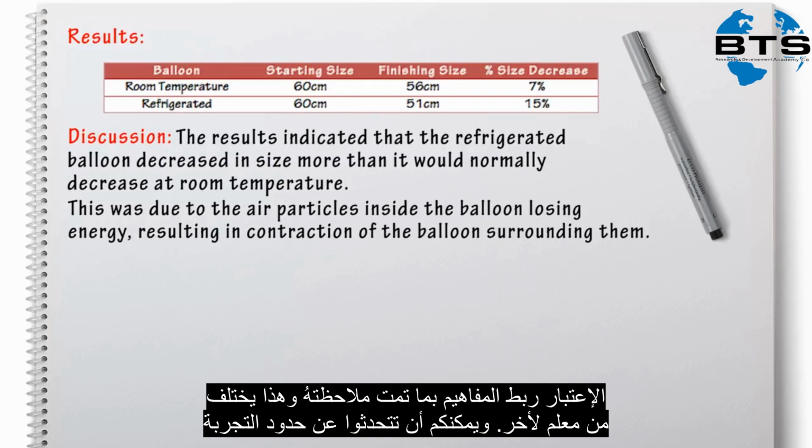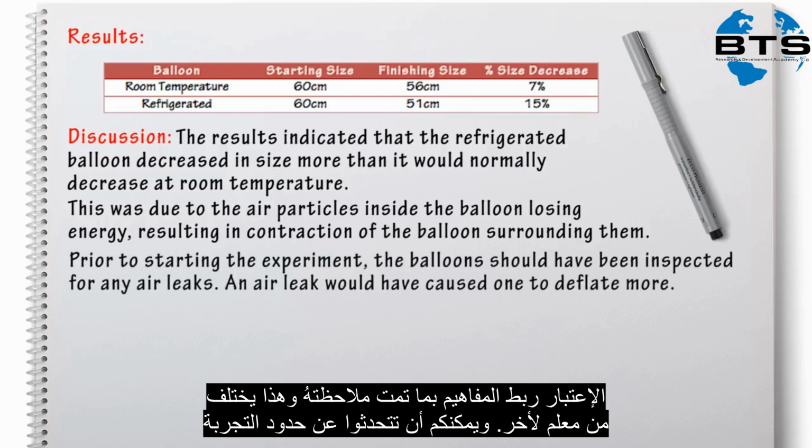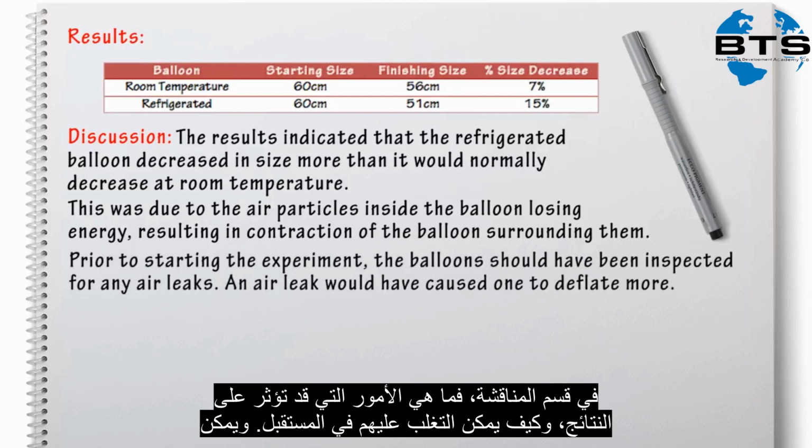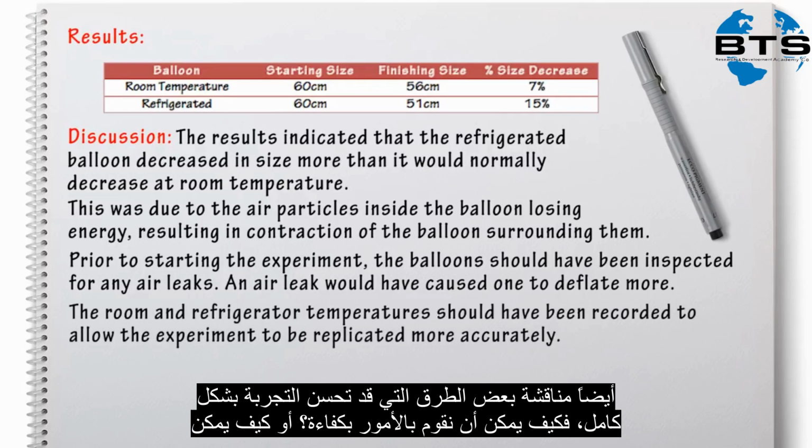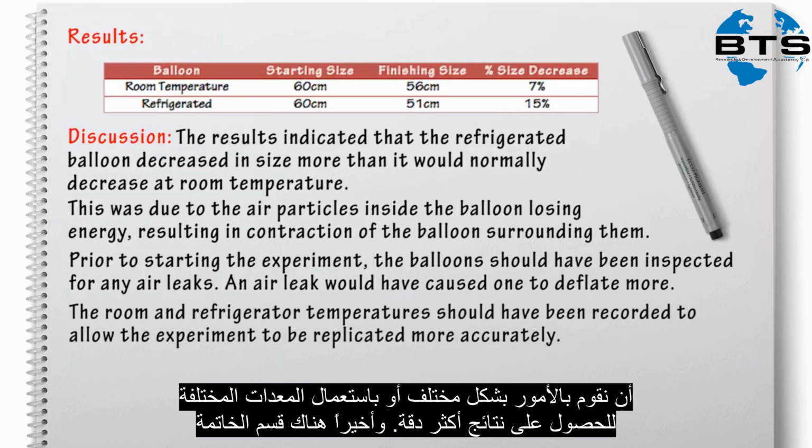This varies from teacher to teacher, but sometimes in your discussion you can talk about the limitations in your experiment. So what are some things that might have affected your results and how could you overcome those in the future? You may also want to discuss some ways you can improve the experiment as a whole. So how could you do things more efficiently, or how could you do things differently or use different equipment to try and get more accurate results?